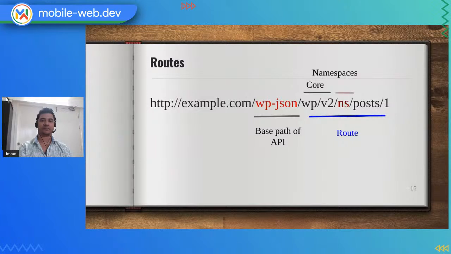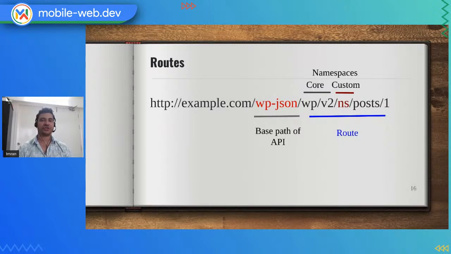And this is your core. And this part is your custom namespace. So this whole thing, WP/v2/NS, is the namespace. The left part of it, which is WP/v2, is the core namespace. And the NS is actually the custom namespace that you can define. I mean, you could name it anything that you want.